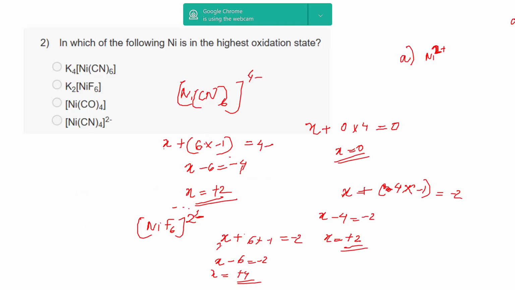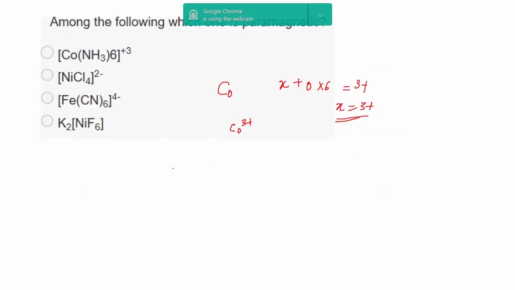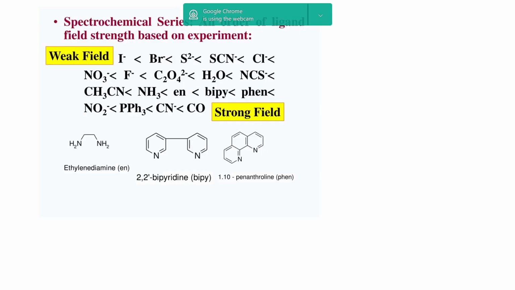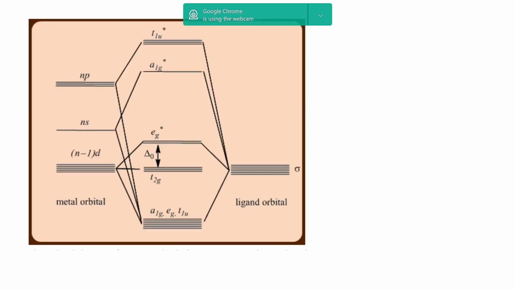Ma'am, among the four options, two are the right answers, so how can we choose? It is not restricted to one option. You can just put both, and it will be right. Sometimes if you don't answer both, they won't give marks. So you have to solve all the options and then mark accordingly. Okay, ma'am, thank you.